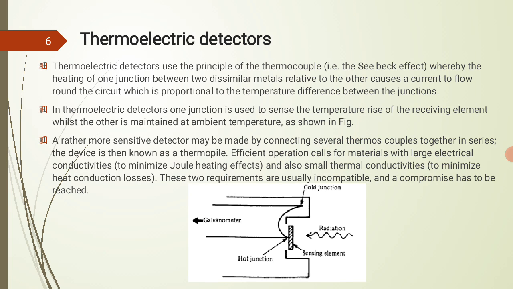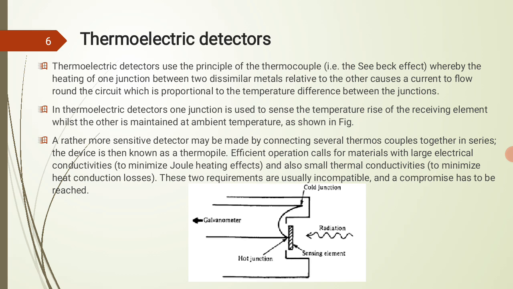Next one is the thermoelectric detector. It uses the principle of the thermocouple, whereby heating one junction between two dissimilar metals relative to the other causes a current to flow round the circuit, which is proportional to the temperature difference between the junctions. In the thermoelectric detector, one junction is used to sense the temperature rise of the receiving element while the other is maintained at ambient temperature, as shown in the figure.